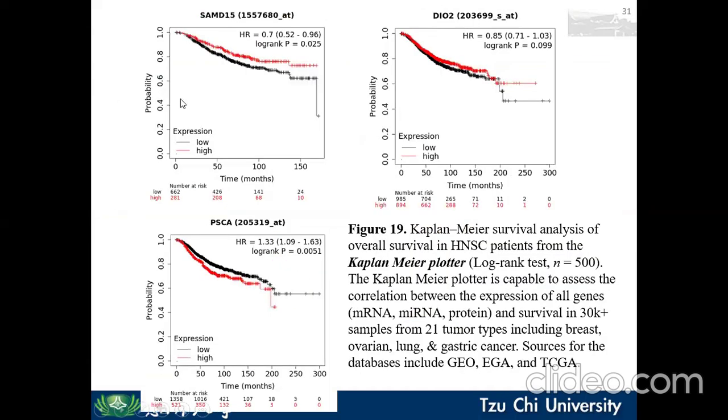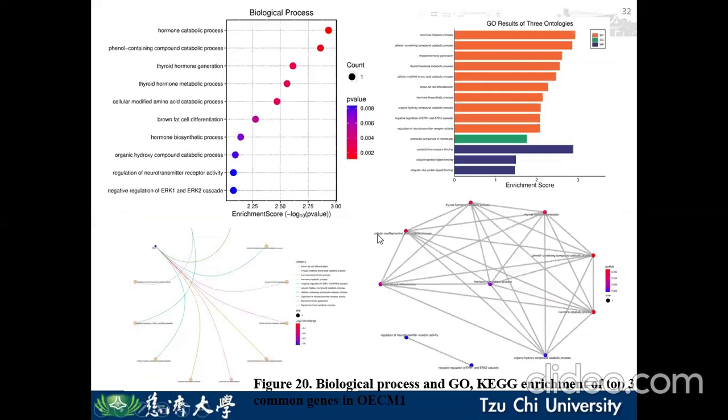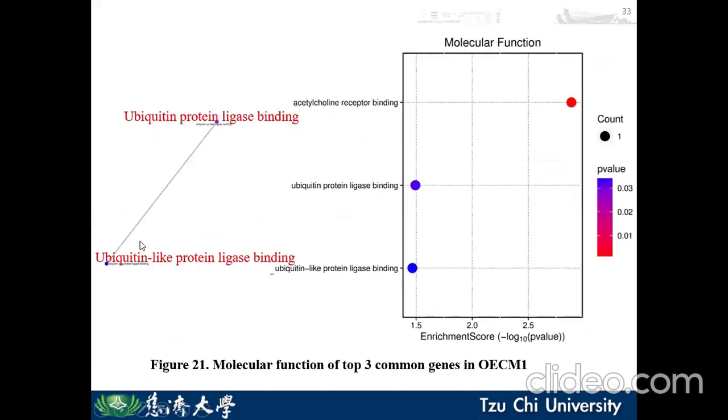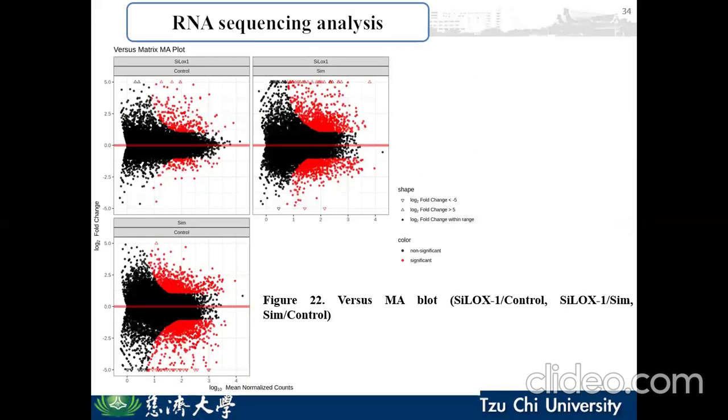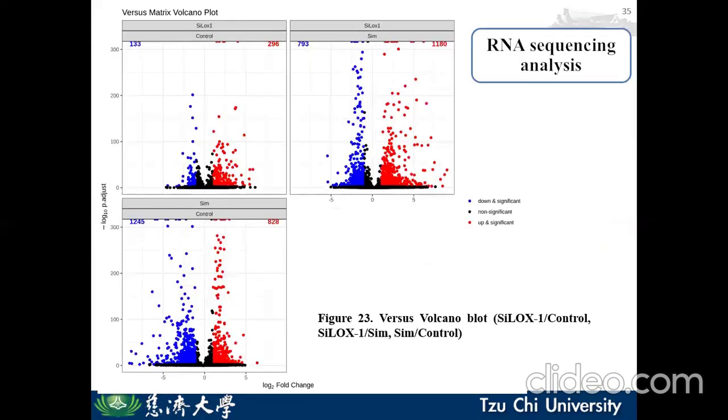We also confirmed the Kaplan-Meier survival analysis here, and some of the biological processes, confirmed by ubiquitin protein ligase binding and ubiquitin-like protein ligase binding in these three significantly downregulated genes, and shown by the Western blot assay combining these three groups.